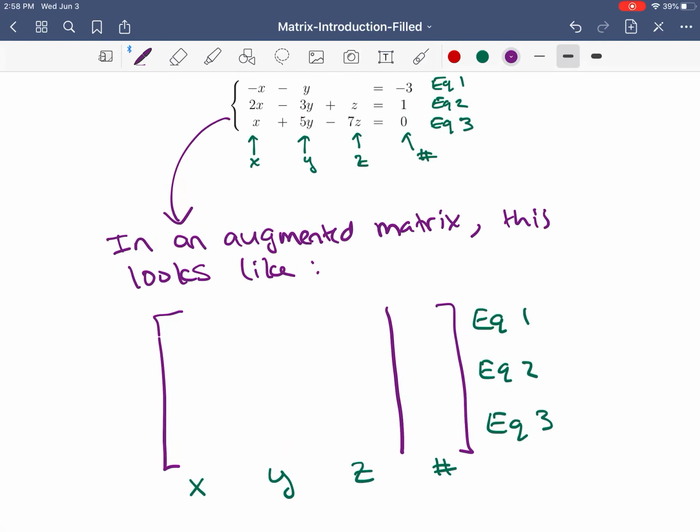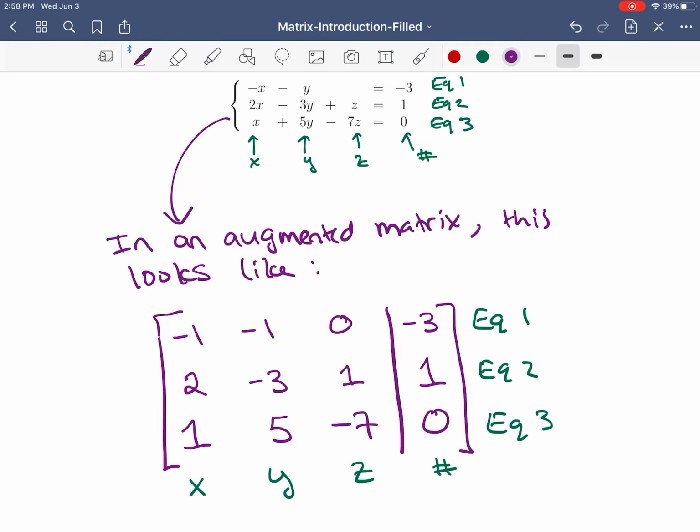And then I just write the coefficients in. In equation 1, the coefficient of x is -1. The coefficient of y is -1, and there's no z, so that means it has coefficient 0. And the constant is -3. In equation 2, the coefficient of x is 2, the coefficient of y is -3, the coefficient of z is +1, and the constant is also +1. And then in the third equation, I'm going to have a +1, and then a +5 for y, a -7 for z, and a 0 for the constant.